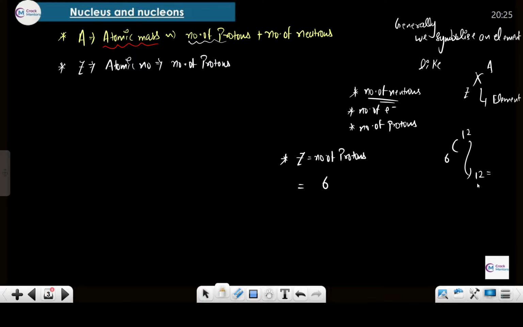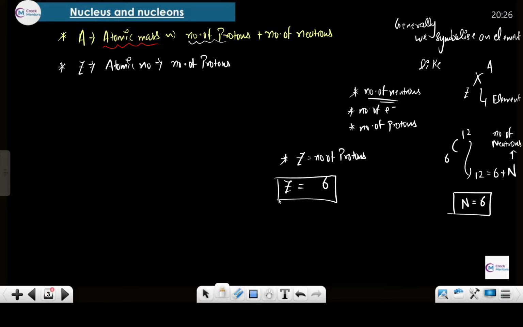So we can say that the number of protons is 6, and in accordance with that we can find the number of neutrons. I'm hoping you are getting my point. After solving this, we get the value of n as 6. This is very simple, that's why I'm rushing it.